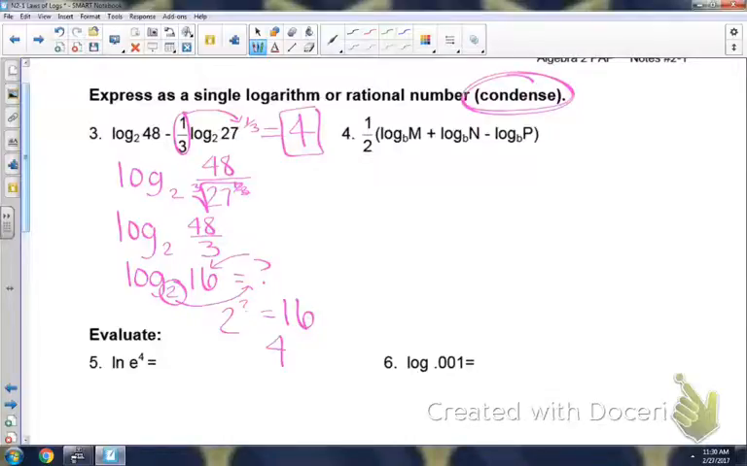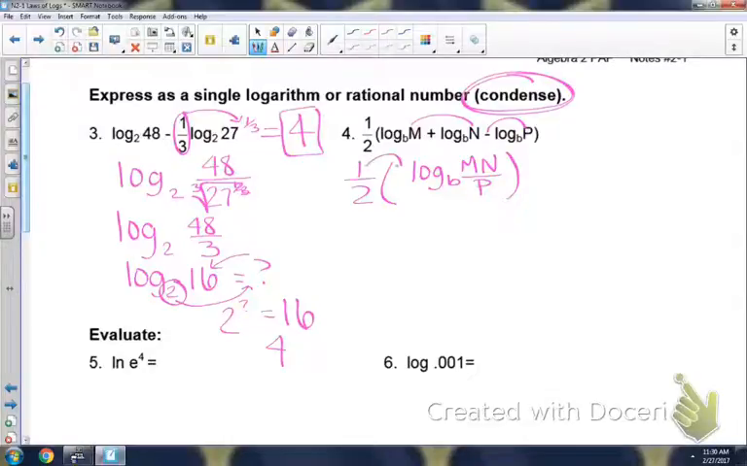Okay, 4, notice we have parentheses, we're condensing it into 1. I would say wait to distribute that 1/2 until after you've condensed the inside. So I'm going to rewrite the 1/2. Notice that I'm adding those two, so to condense it, I'm going to multiply them, m times n. And then I'm subtracting the p. Whatever you subtract goes in the denominator when you're condensing. So I'm going to divide that by p. So notice I condensed it into 1 log.